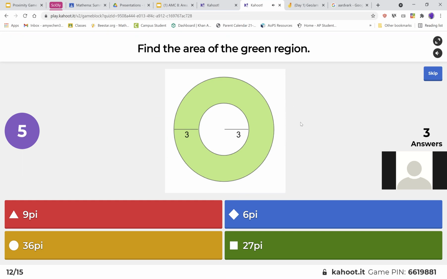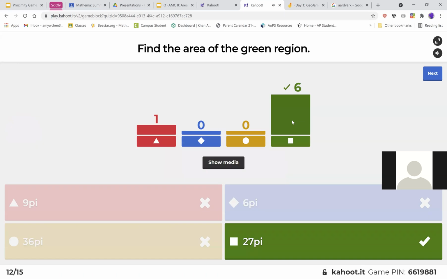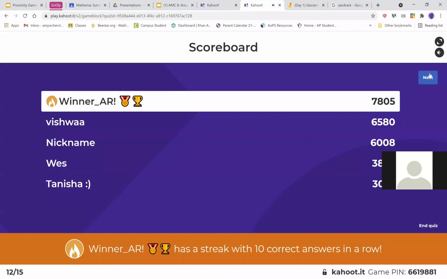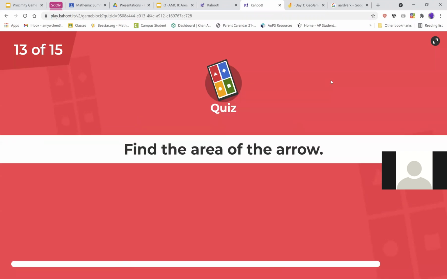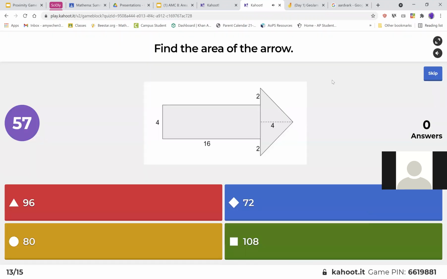Yeah, I don't know if I gave you guys enough time. Okay. Oh, actually, almost all you guys got it. Okay, that's pretty good. Yeah, you just get the total area, subtract the inside area. Okay, find the area of the arrow. By the way, the 2s represent those little things over here. If you can't read something, just tell me.